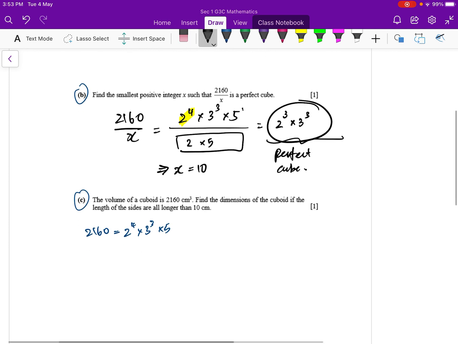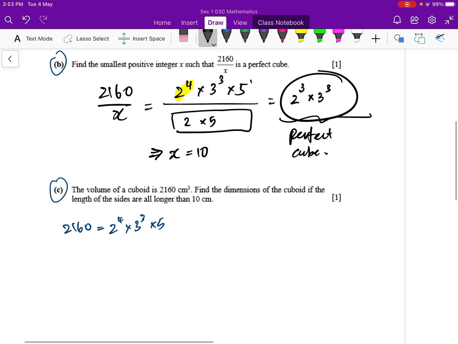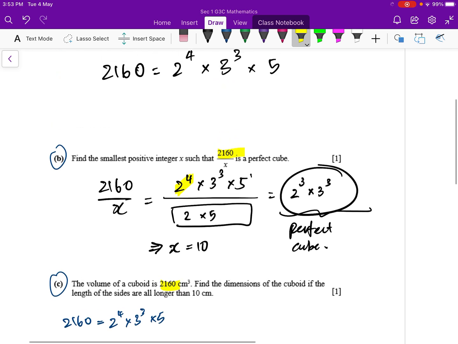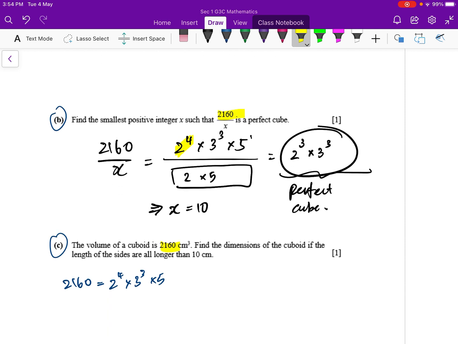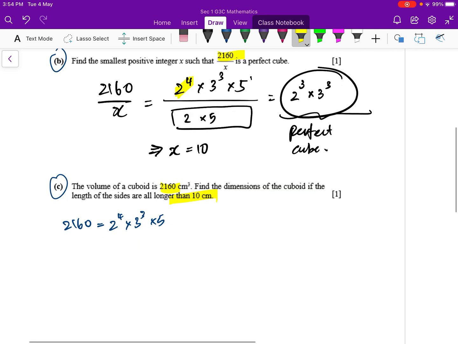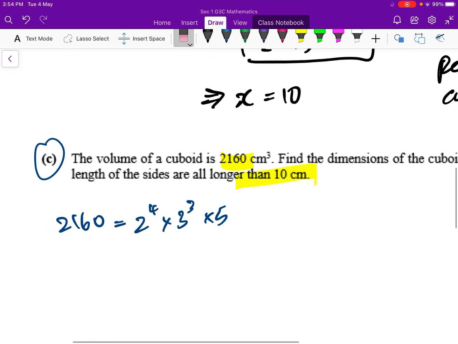They tell us that the volume of the cuboid is 2160. So 2160, we've seen the number appear in the question in part A and B. Now they tell us to find the dimensions of the cuboid, so we are talking about the length, the breadth, and the height. They further tell us that all the heights are longer than 10 cm. Okay, so let's take a look at the prime factors of 2160. We have 2 power 4, 3 power 3, and 5.